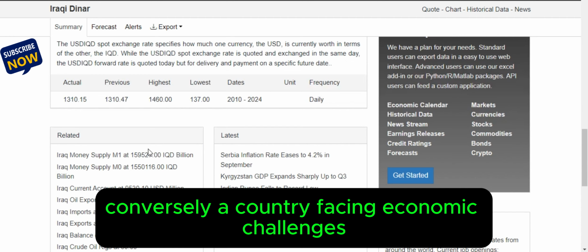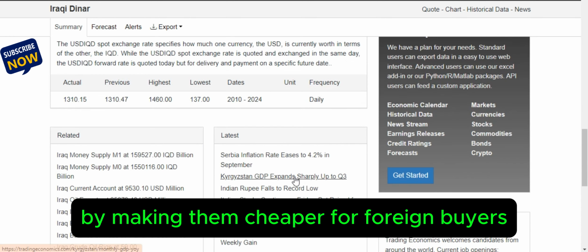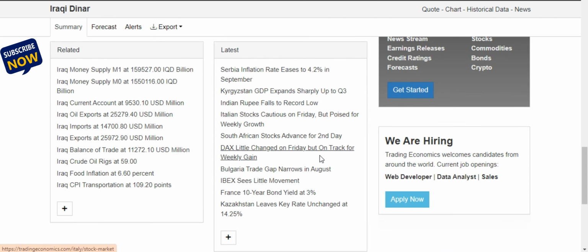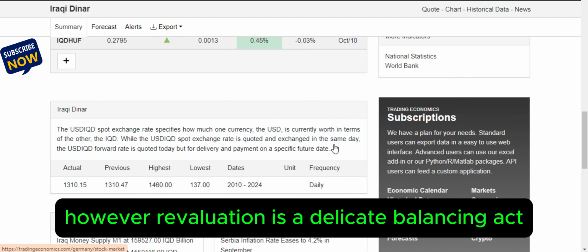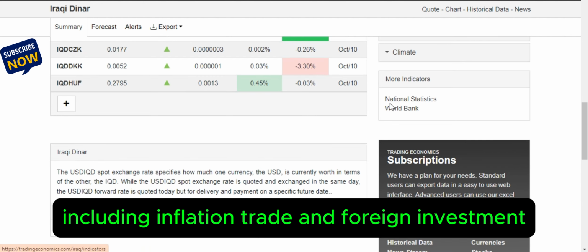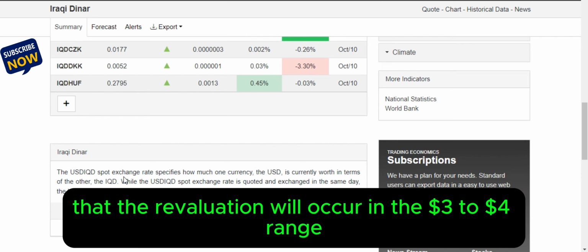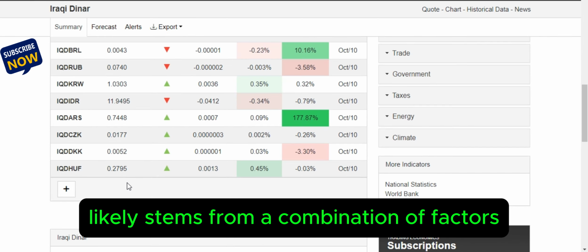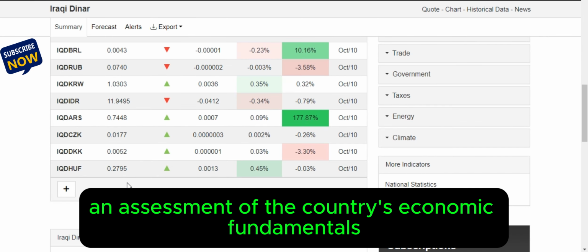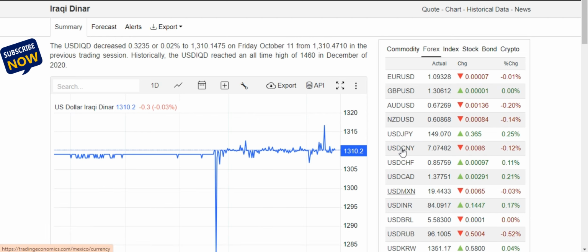Conversely, a country facing economic challenges might devalue its currency to boost exports by making them cheaper for foreign buyers. However, revaluation is a delicate balancing act, as it affects various aspects of the economy, including inflation, trade, and foreign investment. The author's expectation that the revaluation will occur in the $3 to $4 range likely stems from a combination of factors, including an assessment of the country's economic fundamentals, geopolitical considerations, and potential future growth.